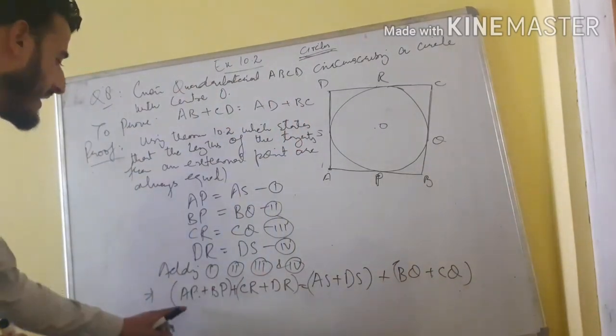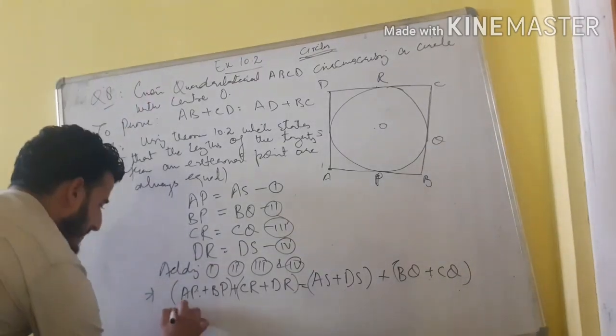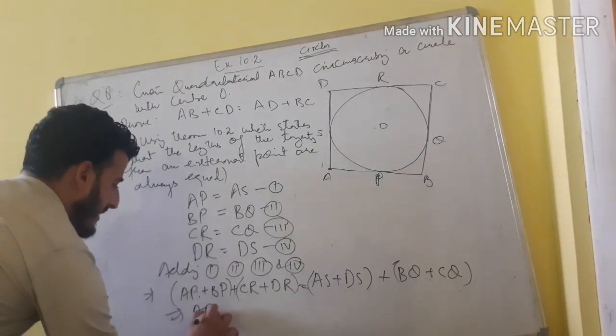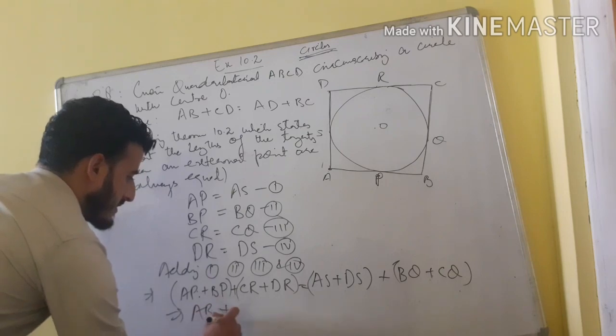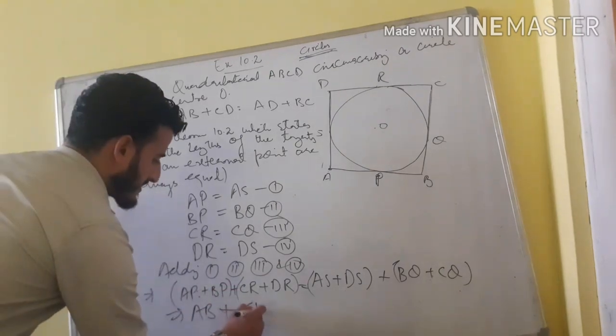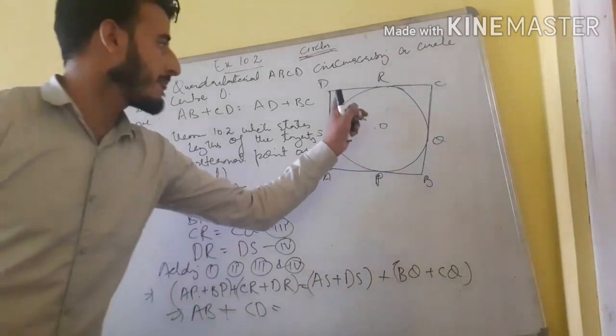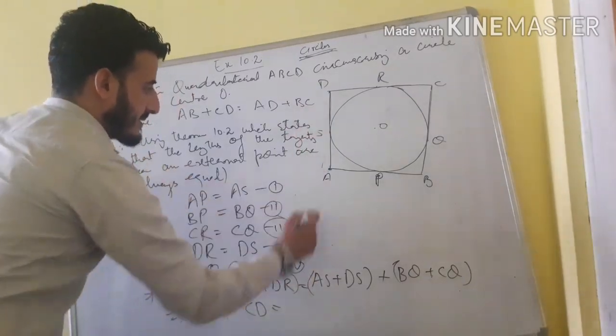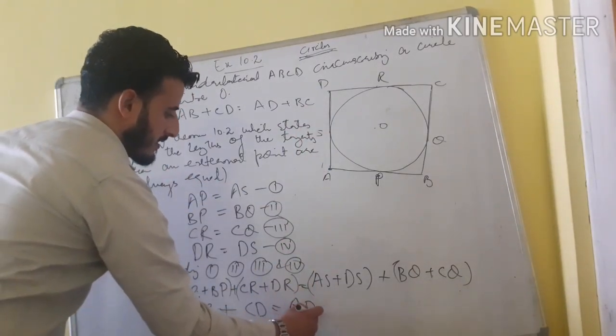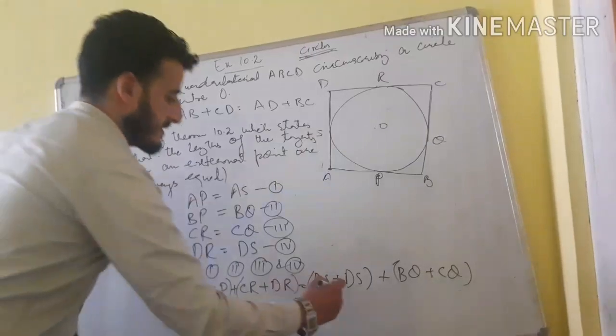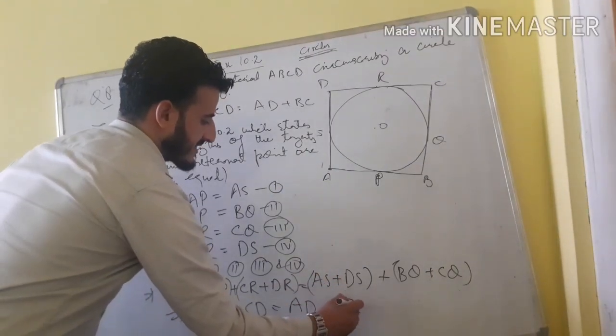After adding, we get AP plus BP is equal to AB, which implies AB plus CD is equal to AS plus DS, which is equal to what? AD plus BC. Hope you understand the whole topic.